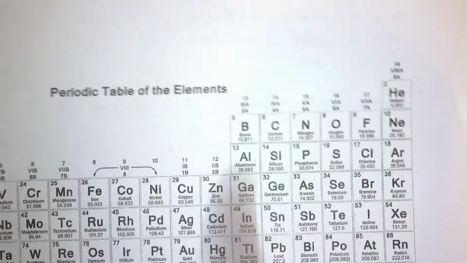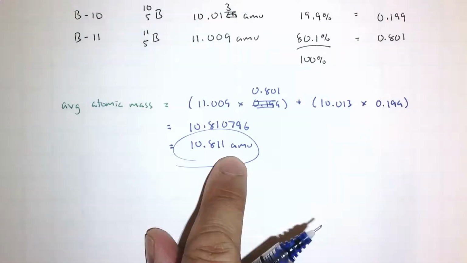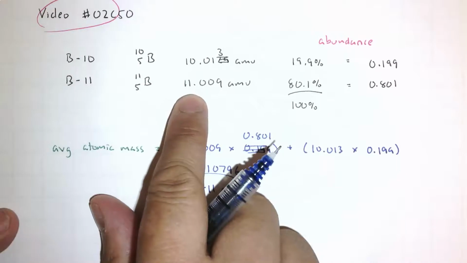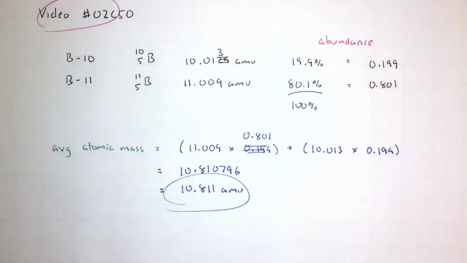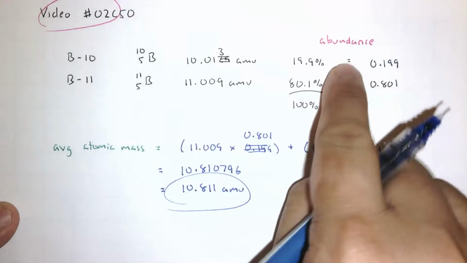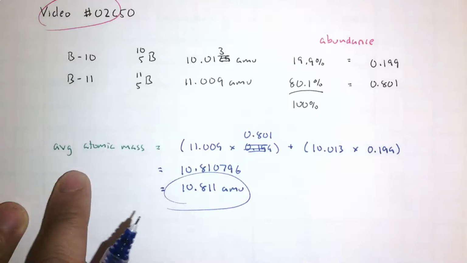Look at the periodic table. The average atomic mass is 10.811 AMU, even though our most abundant boron isotope is the one that is 11.009. But again, you're taking not really the average, but the weighted average, because it's weighted by the abundance. The more you have, the more contribution it has to the final average atomic mass.